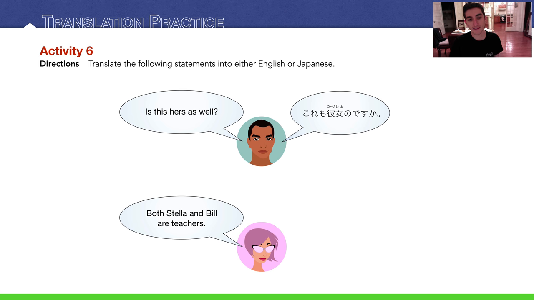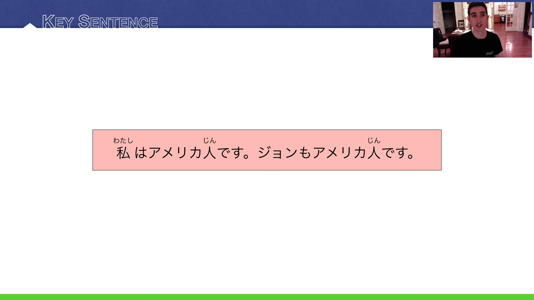Both Stella and Bill are teachers. Stella も, ビルも, 教師です。はい。And we're back to our key sentence. 私はアメリカ人です。ジョンもアメリカ人です。So you should know this means I am an American. John is an American as well.